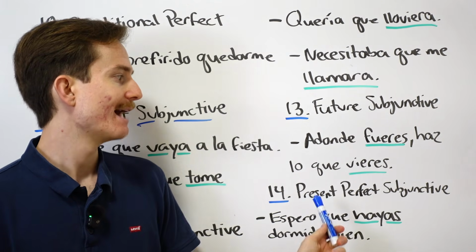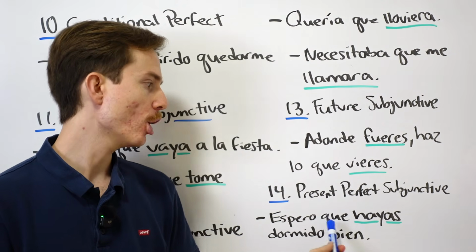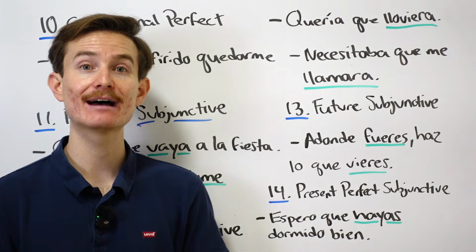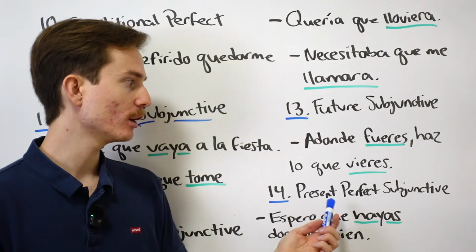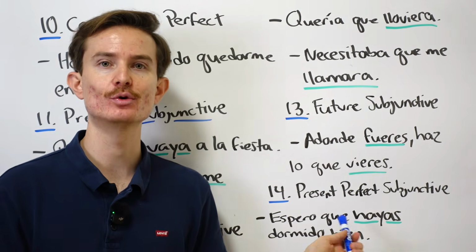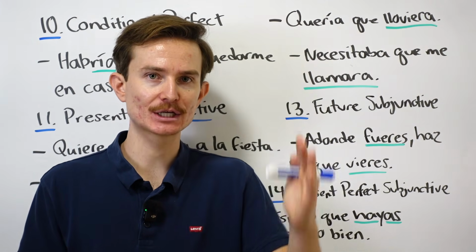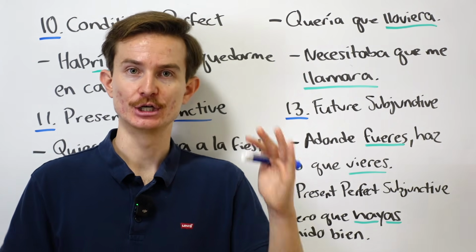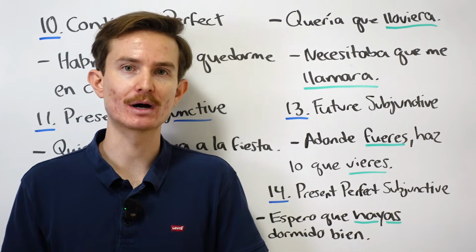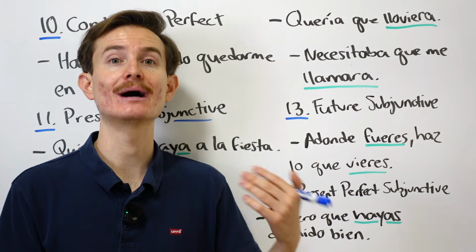Okay. And finally, the present perfect subjunctive. So, espero que hayas dormido bien. I hope that you have slept well, okay? Now, once again, we're seeing that verb haber, okay? But here, we're using the subjunctive mood. Why? Because I hope that you have slept well. It doesn't mean that you have slept well, okay? If I were to say to you, has dormido bien, that's a fact. You have slept well. Whereas here, I'm saying, oh, I hope that you have slept well. Espero que hayas dormido bien, okay? It's not a guarantee that you have slept well.